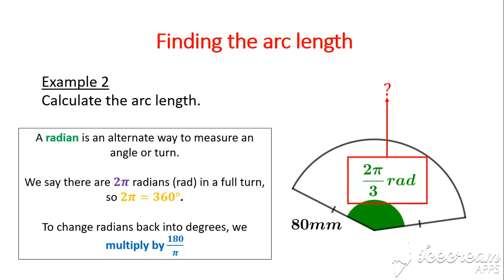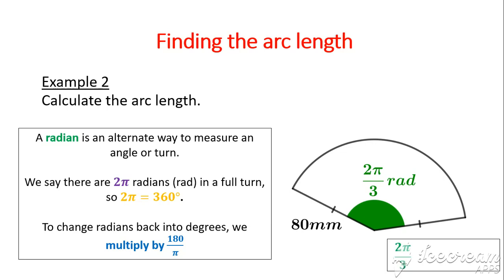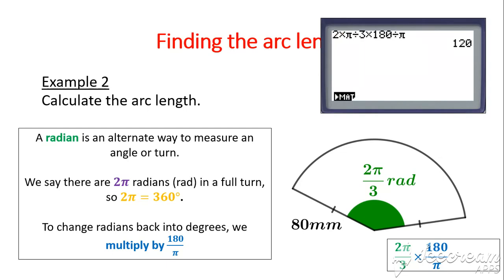So to change radians back into degrees, we multiply by 180 divided by pi, 180 over pi. This 2 pi over 3 rad is just an angle in radians. We're going to change it back into degrees. Take 2 pi over 3 and times it by 180 over pi. Grab my calculator. 2 times pi divided by 3 times 180 divided by pi. That will give you an angle of 120 degrees. So 2 pi over 3 radians is the same as 120 degrees.